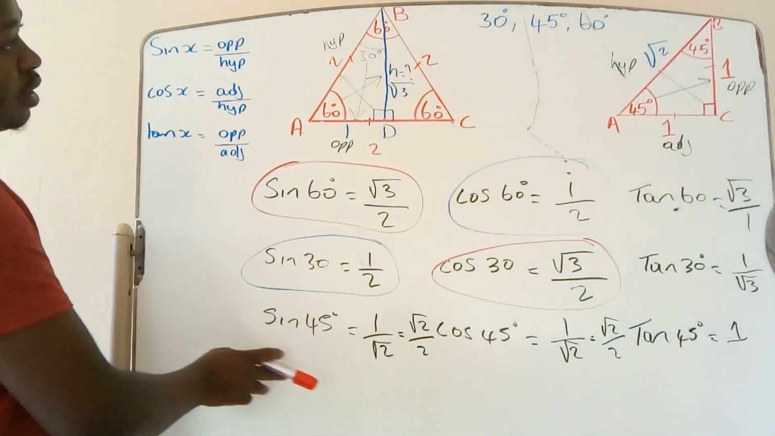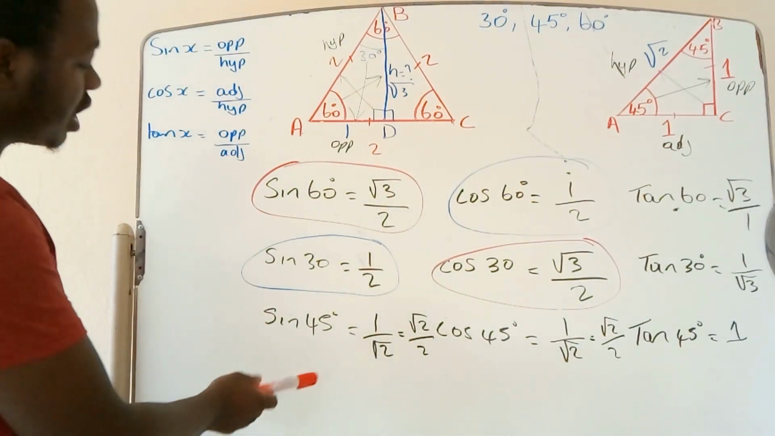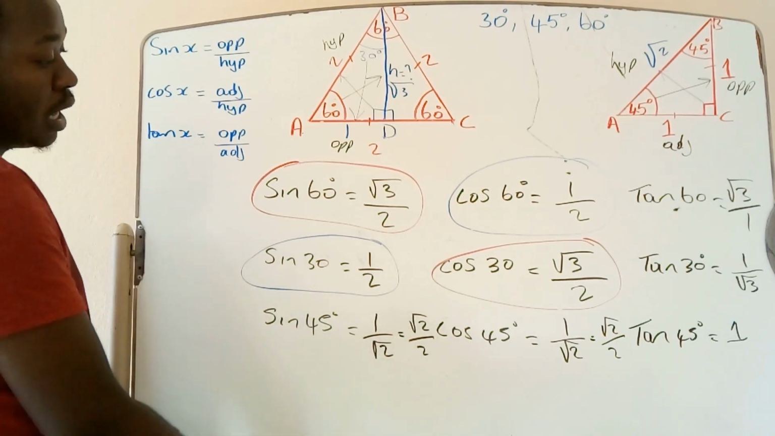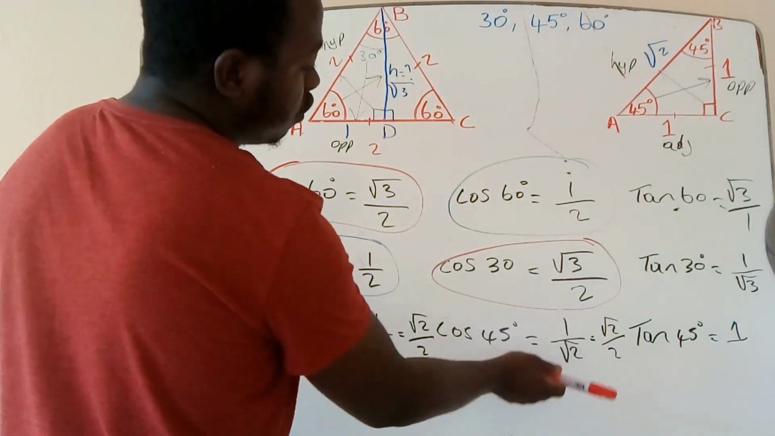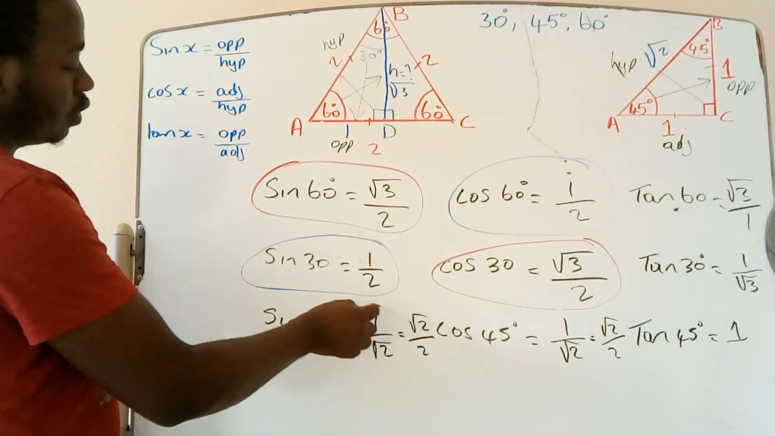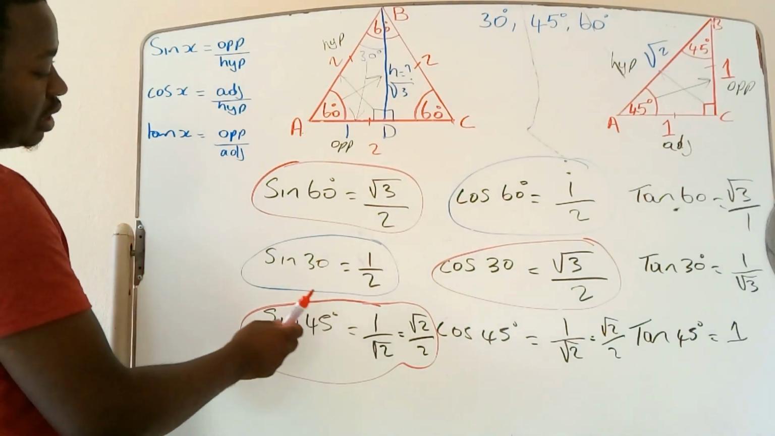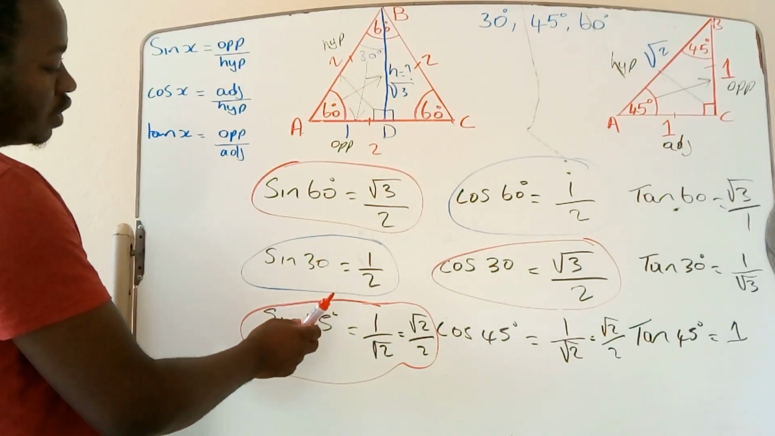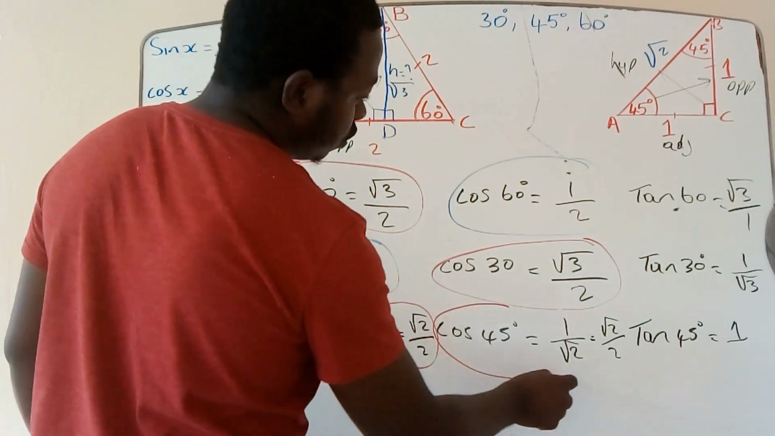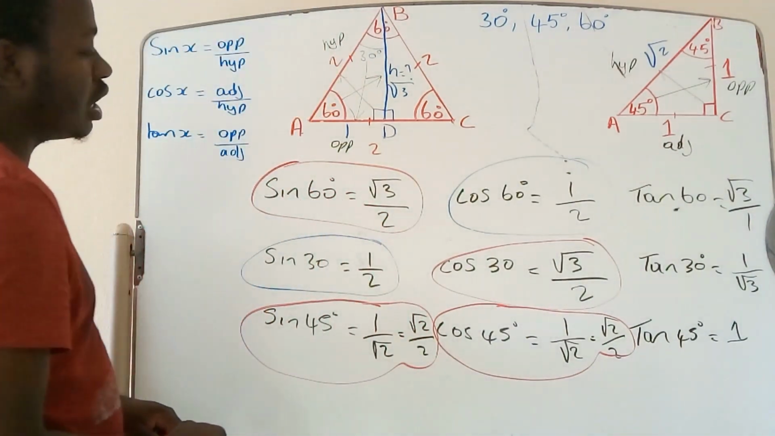And clearly from the isosceles triangle, you could see that sine 45 gives you 1 over root 2 or just root 2 over 2. And also cos 45 gives you 1 over root 2 or root 2 over 2, which means that they are equal. So another conclusion that you can draw here is that sine 45 is equal to cos 45, and that is also true. And all of these are helpful when you're doing trigonometry, right?